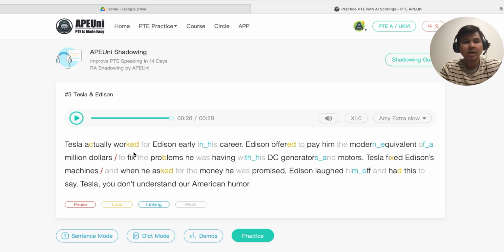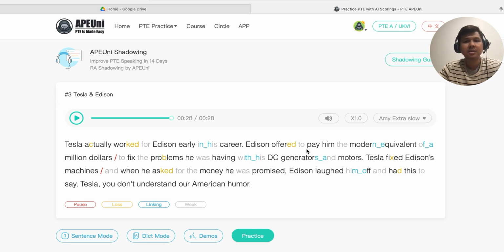Okay, now we are going to see all the details of every single sentence here. Start from this sentence. Tesla actually worked: the ED sound is lost. You know, the ED sound is lost. Tesla actually worked for Edison early in his career. In his linking. So, in his career becomes in his career.